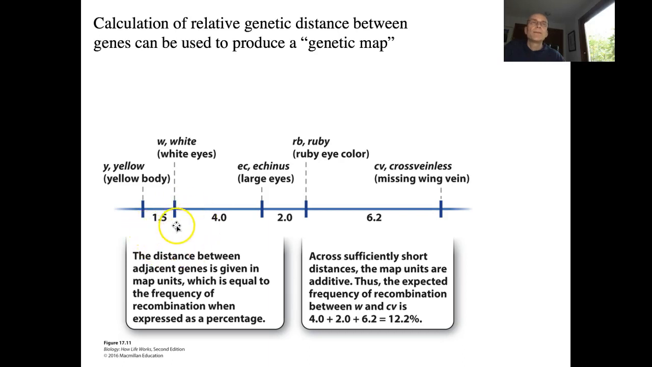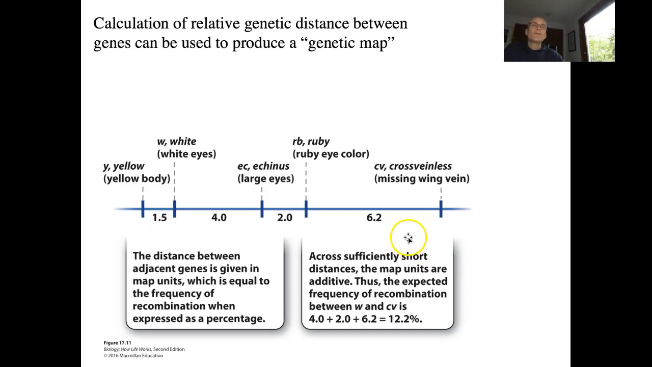So here's a genetic map. Here's the distance between the W gene and the CV gene. We calculated it to be about 12.2%. And so you see that there's a difference here between W and CV of a total of 12.2%.